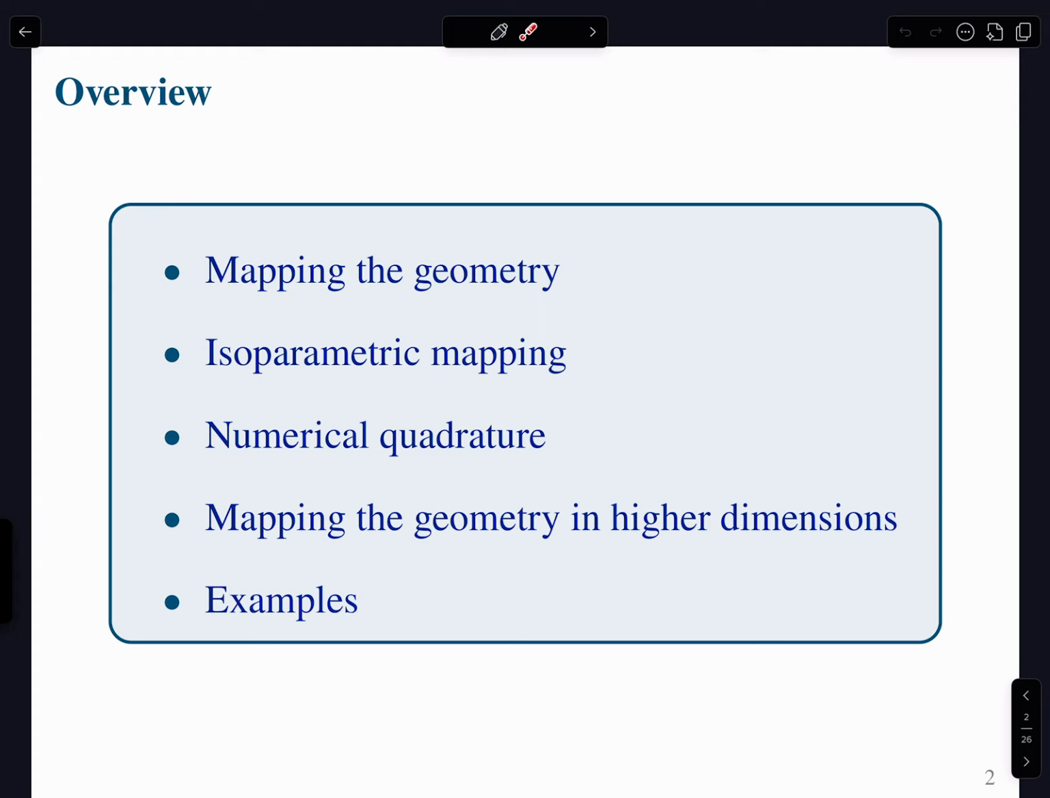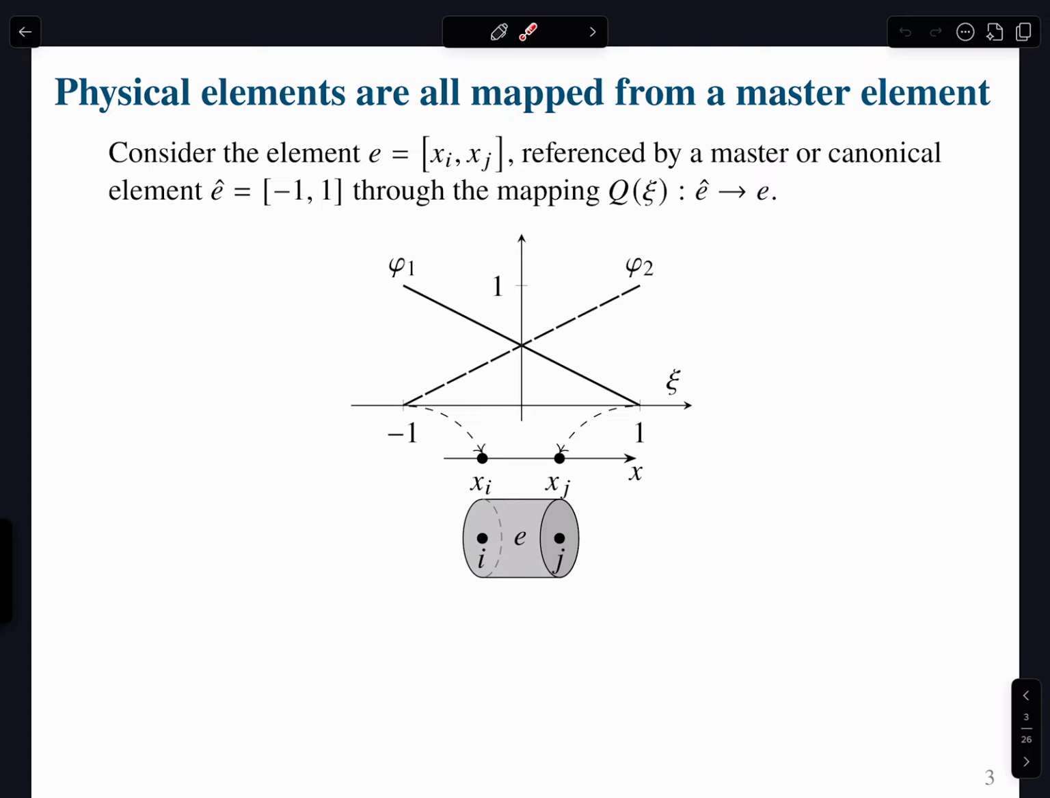So we will look at an isoparametric mapping. Of course, we start in 1D. And the main purpose of having some sort of mapping is to have quadrature rules, right? Because all those quadrature rules are normally not defined in the physical space, but in our canonical element. And then we will look at the mapping in higher dimensions. And, of course, as usual, we are going to look at some examples.